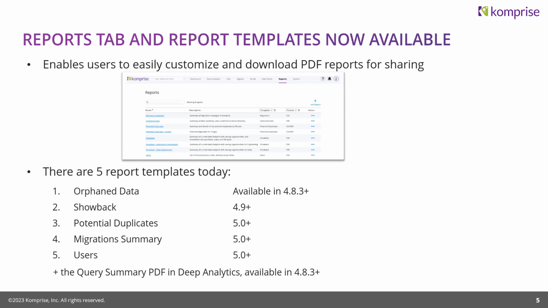So these are configurable in the reports UI and downloadable. We have 5 report templates today, and we now call them templates as of 5.3: Orphaned Data, Showback, Potential Duplicates, Migration Summary, and Users. And we also have the Query Summary, PDF, and Deep Analytics. So we've added all of these between 4.8.3 and 5.0.